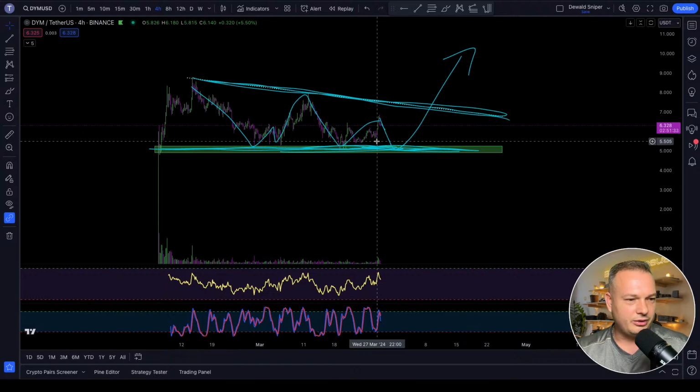KSM looks great on the graph. Yes, it does. It really does look great. What happened to Polkadot? No movement. Yes, Polkadot and a couple of the layer ones are still standing still.